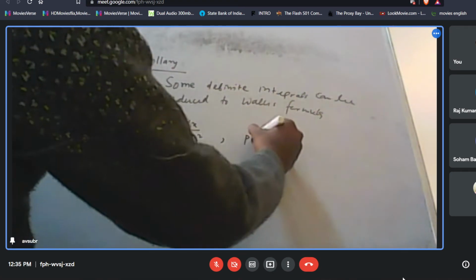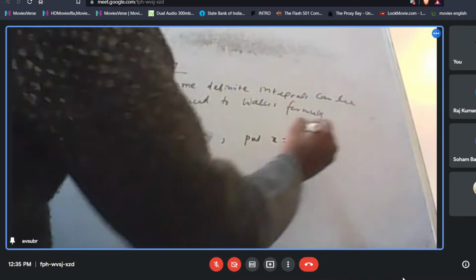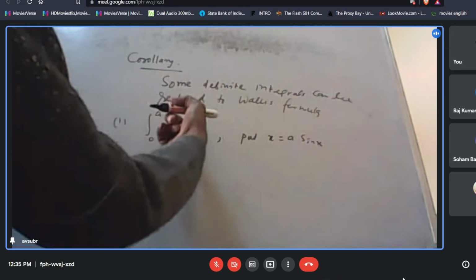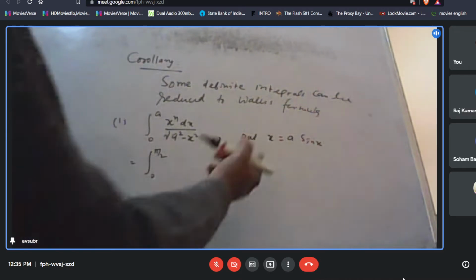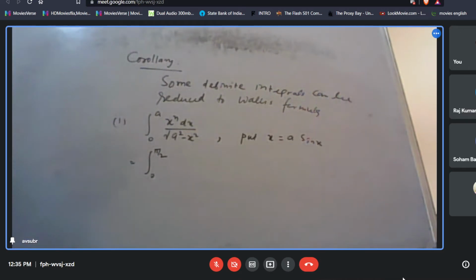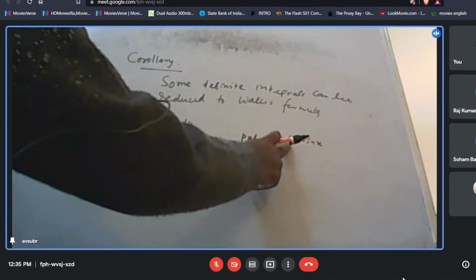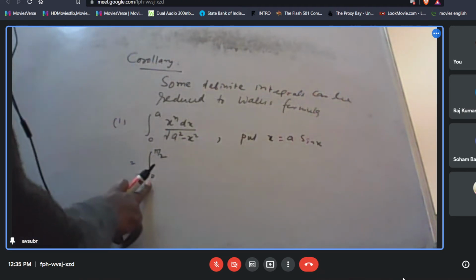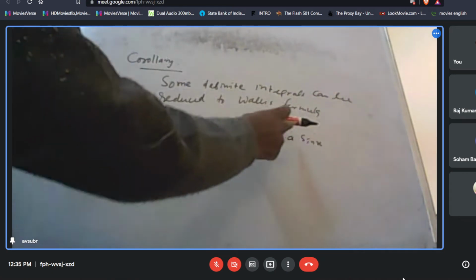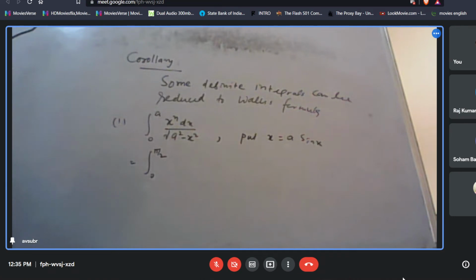We can put x equal to a sin theta. When we put x equal to a sin theta, the limit will become 0 to pi by 2. When x is 0, sin theta is 0, so theta will be 0. And when x is a, sin theta is equal to 1, which means theta will be pi by 2, since sin pi by 2 is 1.